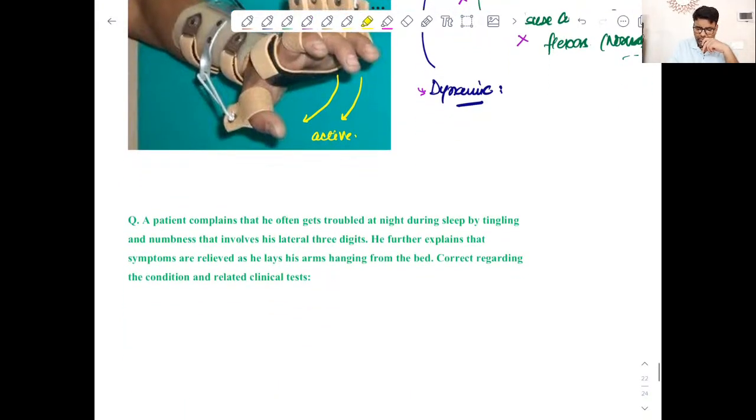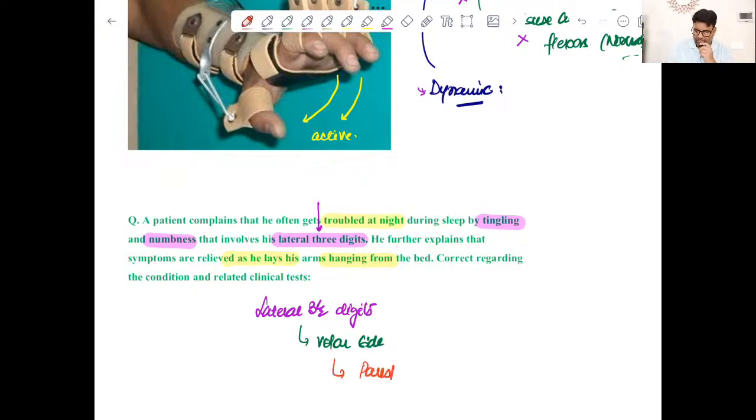Chalo, next question. A patient had some problem at night, and what he feels is a tingling sensation and numbness that involves the lateral 3 digits, and he explains that these symptoms are relieved when he hangs the limb from the bed. Now the moment you have this kind of words, I think everyone can mark it. So lateral, actually 3.5 digits to be more specific, volar side paresthesia, or what you call sensory disturbances.